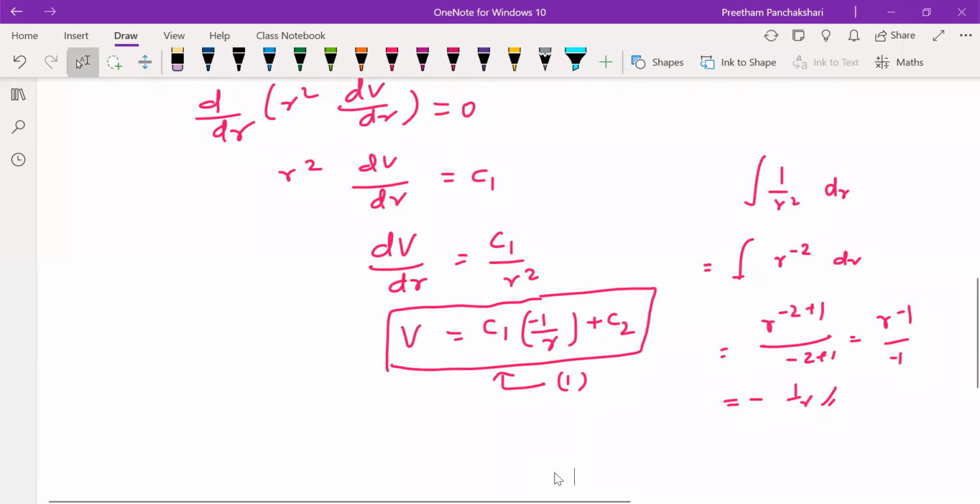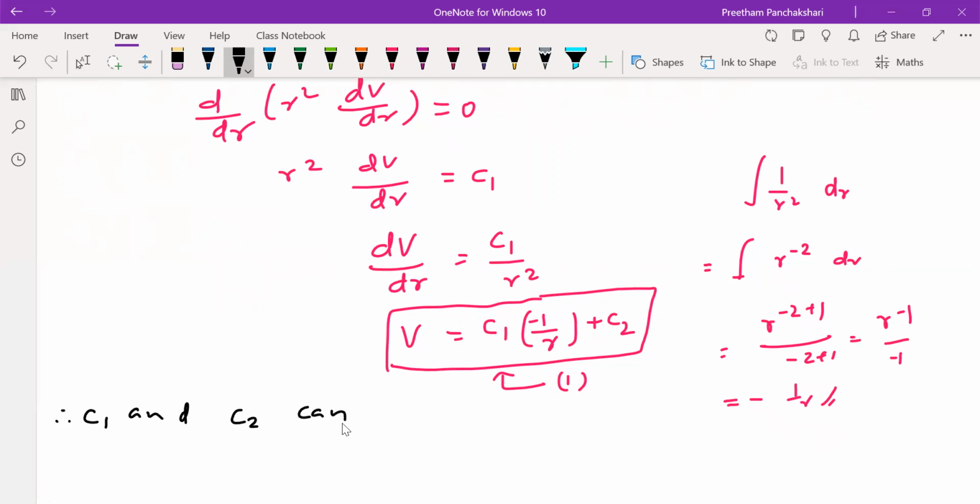So the potential distribution in a concentric spherical system is given by the equation 1. From this, we can say that potential V inversely varies with respect to r, where c1 and c2 are arbitrary constants depending upon the boundary conditions. So therefore, c1 and c2 can be found from the boundary conditions.